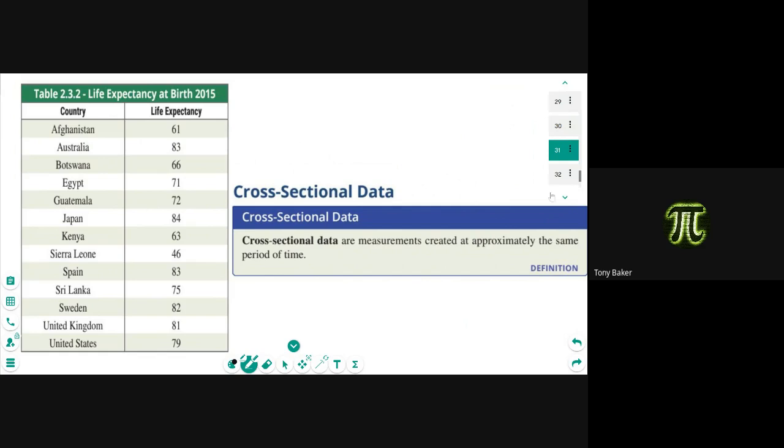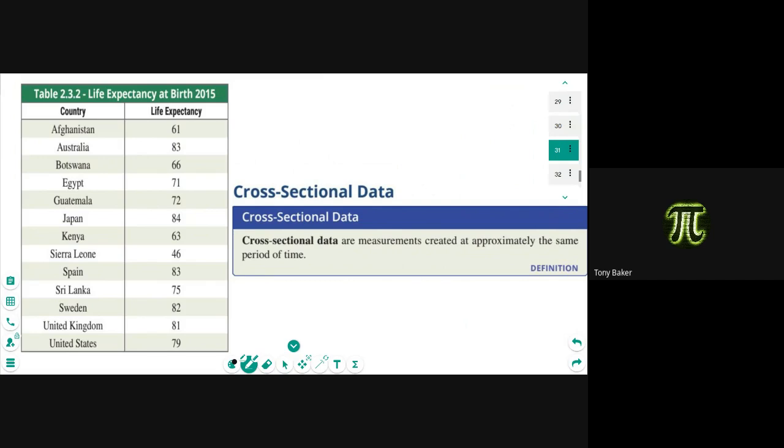Cross-sectional data. Cross-sectional data is where we look at one specific time or one specific instance, and we're looking at information about a variety of different things within that time. So in this example, they gave life expectancy at birth in 2015, and then they gave you a bunch of different countries and the life expectancy. This is cross-sectional data because we're looking at just one specific time, and we're looking at a bunch of different pieces of data within that time period.